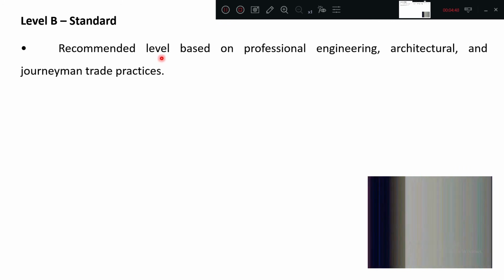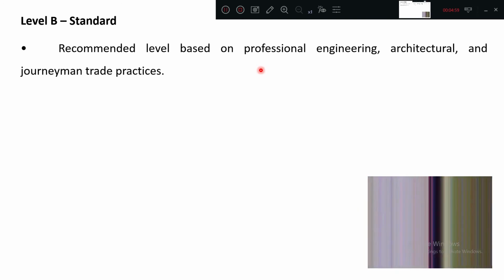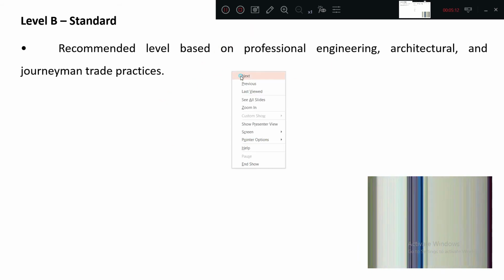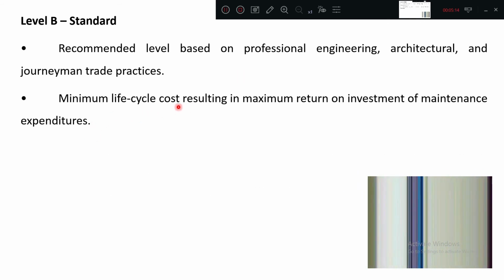It is the recommended level based on professional engineering, architectural and journeyman trade practices. These are generally maintained according to the prescribed practices given from a professional engineering or architectural background, and according to the prevailing trade practices. Minimum life cycle cost.